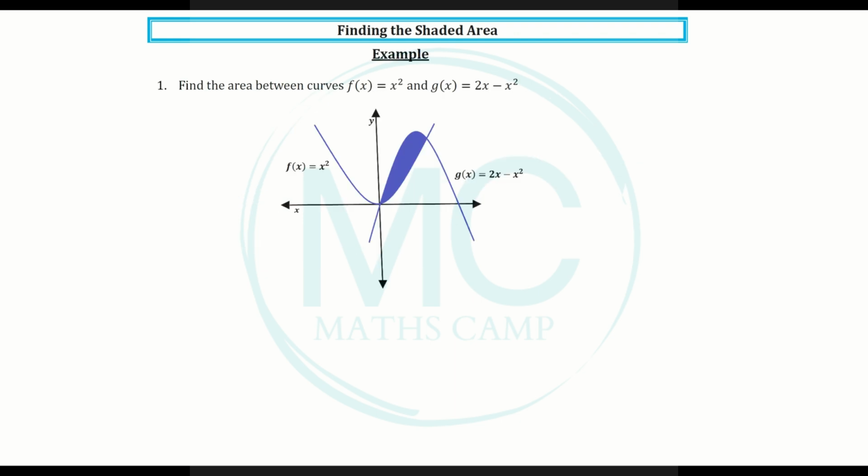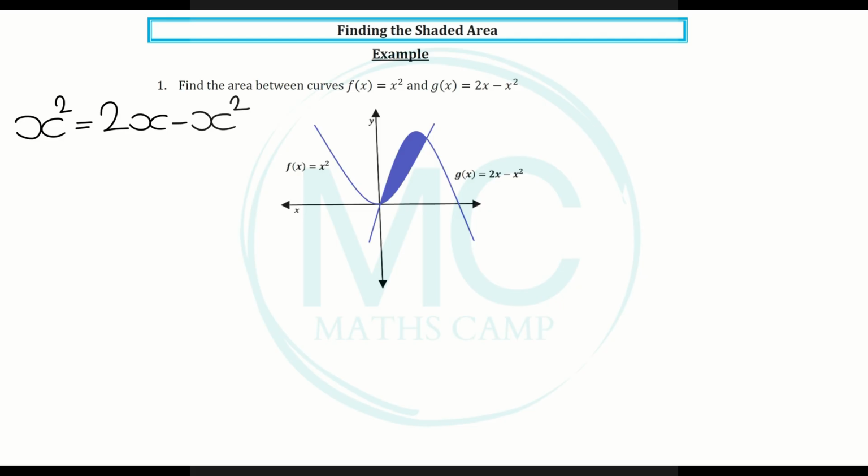Find the area between curves f of x and g of x. Now, in this diagram, we can see the shaded area, but we've not been given the x restrictions, so we need to find them first. In diagrams like this, your x restrictions are your points of intersection, and to find these, we need to make our equations equal. So I'm going to say f of x, which is x squared, is equal to the equation for g of x, 2x minus x squared.